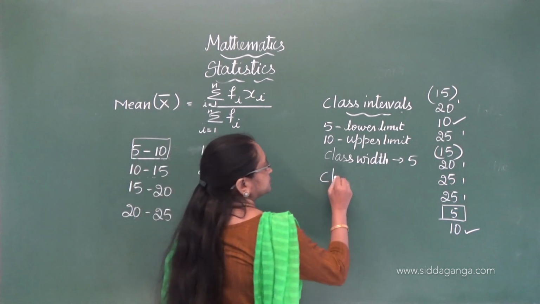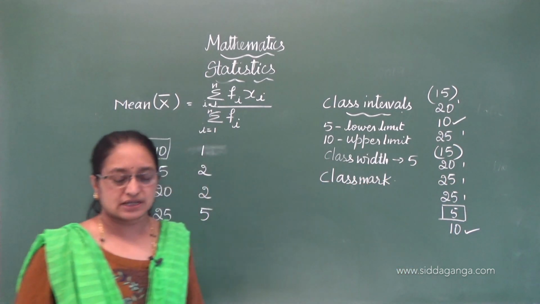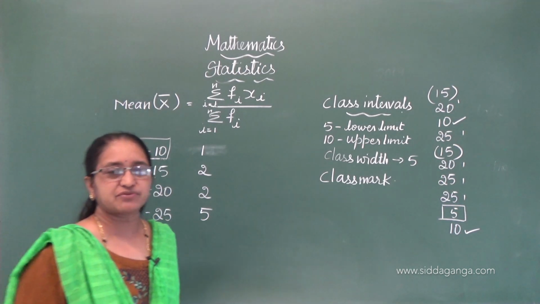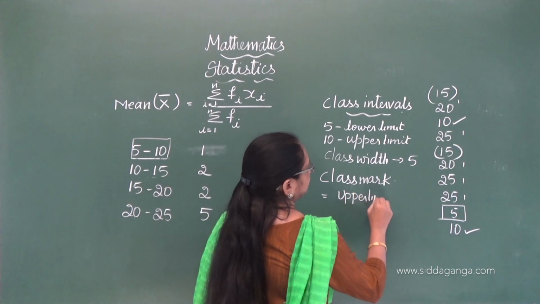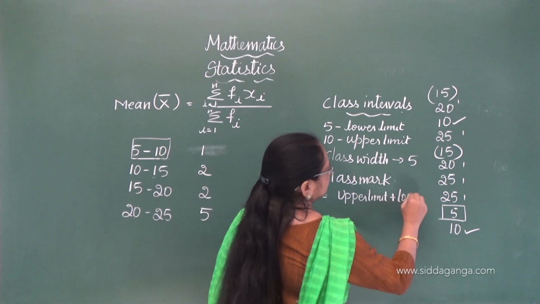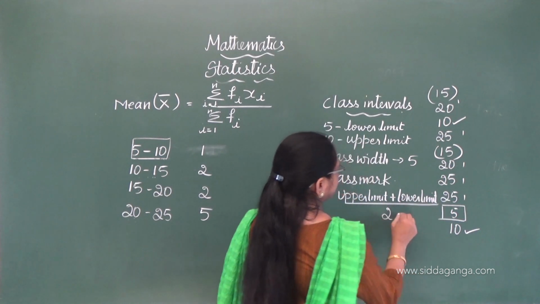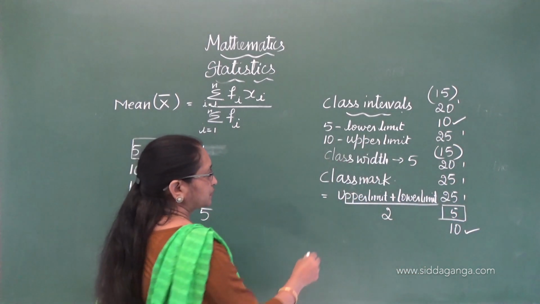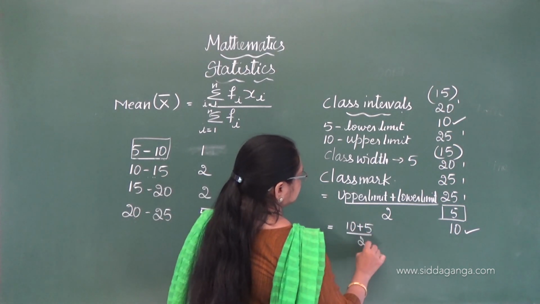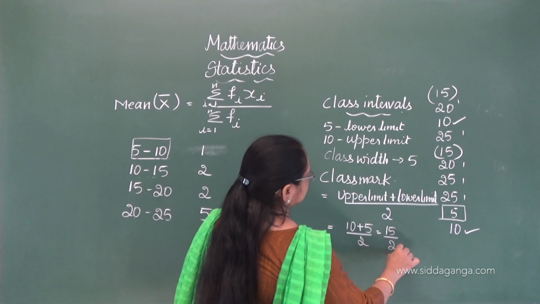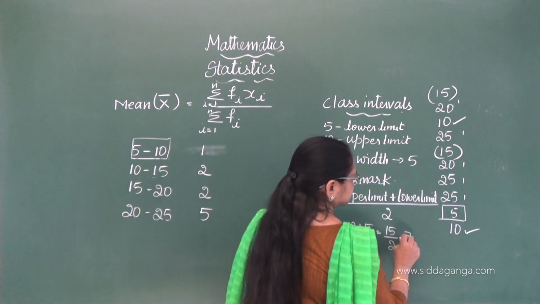Next, class mark. Again a very important term, class mark. What is the meaning of class mark here? How can you find it out? The formula: upper limit plus lower limit divided by 2. Here upper limit 10 plus 5 divided by 2, that is 15 by 2, 7.5. That is the answer.